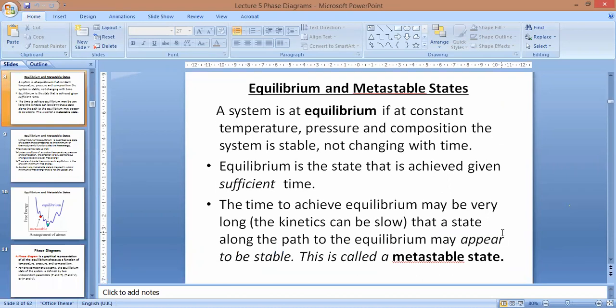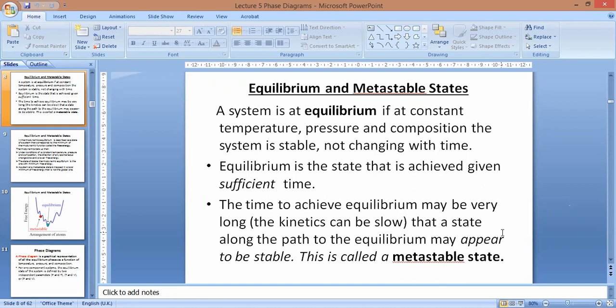Okay, we come to now what is known as equilibrium and metastable states. We looked at this, I think. Anyway, we'll still look at it. The system is at equilibrium if at constant temperature, pressure, and composition, the system is stable, not changing with time. This is an exam question. They asked us for example to describe equilibrium conditions. I'll read that again. A system is at equilibrium if at constant temperature, pressure, and composition, the system is stable and not changing with time.